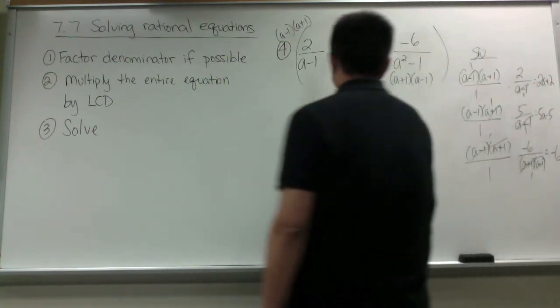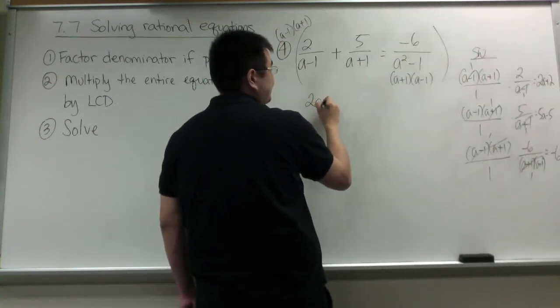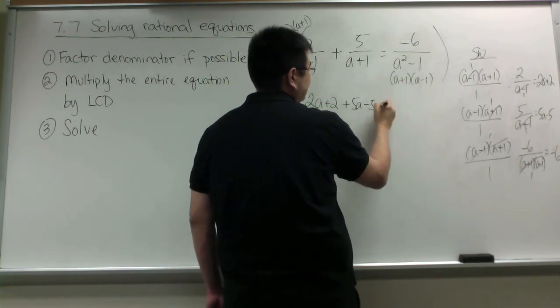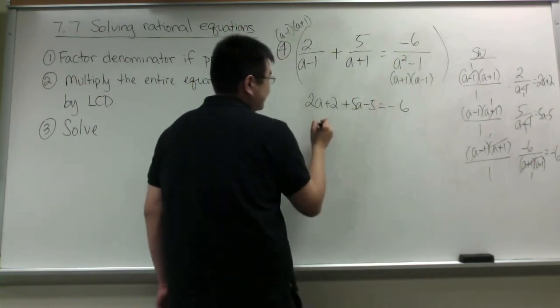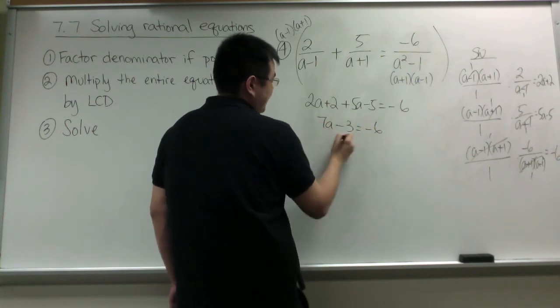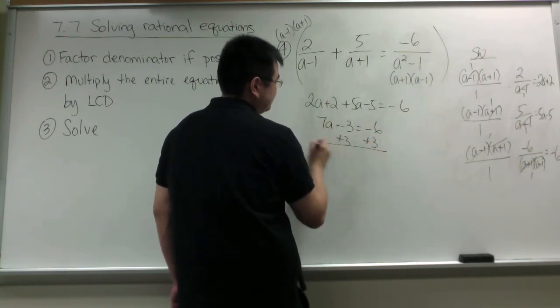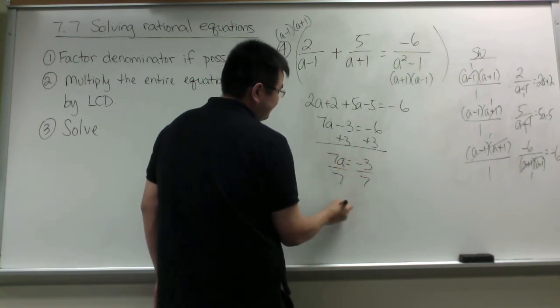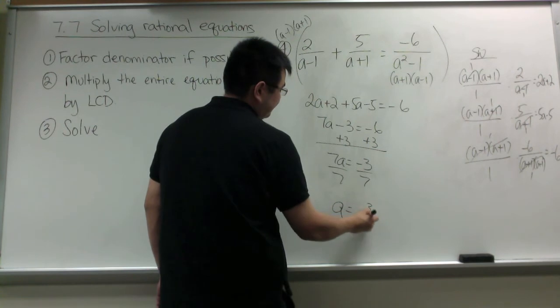So when we replace all the fractions, we get 2a plus 2 plus 5a minus 5 equals negative 6. Then we're going to combine our like terms, add 3 on both sides, divide both sides by 7, and a is equal to negative 3/7.